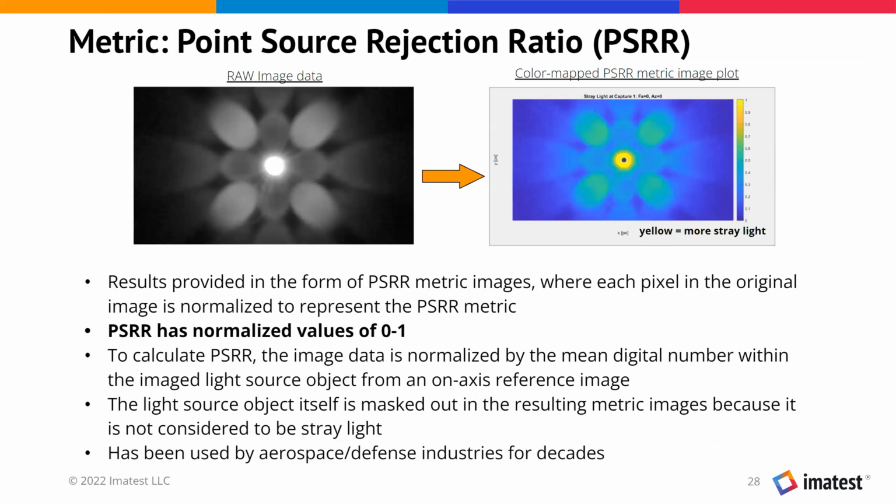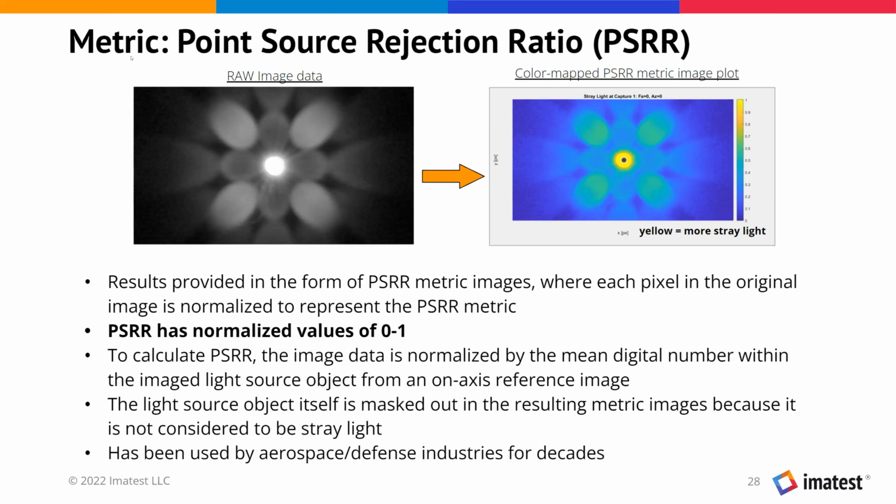So what is the actual metric? For the 22.2 release of our software, the main metric we're going with is called point source rejection ratio, or PSRR for short. This is a metric that's actually been used by the aerospace and defense industry for decades, used to characterize telescopes and satellite systems. We found papers and manuals going back to the 70s that talk and utilize this PSRR metric. So the idea is it's a normalized metric with values of 0 to 1, and the calculation is quite simple.